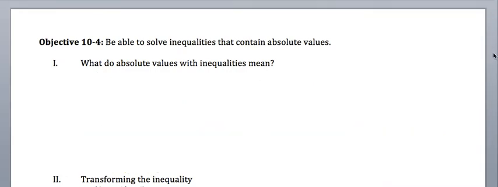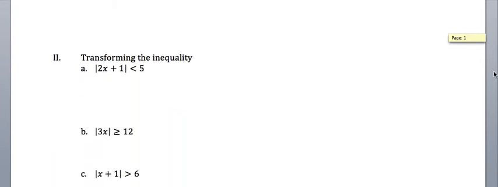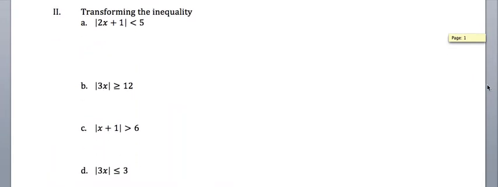Take each of these next inequalities that you're going to see here. There's 4 of them. What I want you to do is transform them into one that does not have an absolute value. Okay, rewrite it as one that does not have an absolute value in it at all. Okay, so pause and then come back.